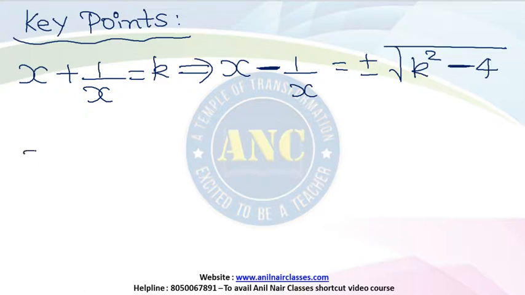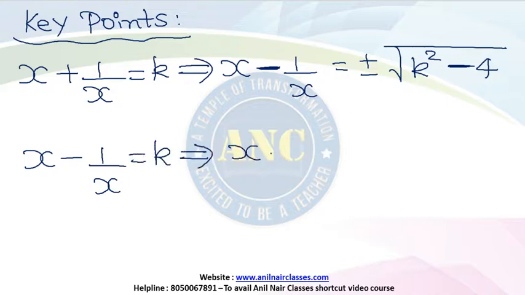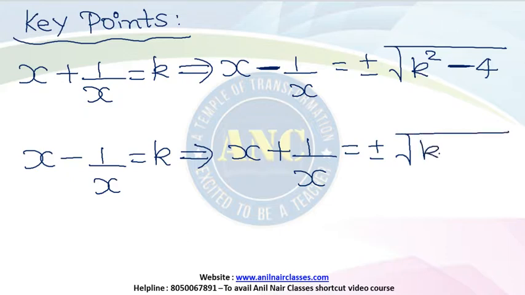My second key point is, if I know x minus 1 by x value as some constant k, then I can easily find x plus 1 by x value. X plus 1 by x will again be equal to plus or minus square root of k square plus 4, right? K square plus 4. I hope the idea is very clear.